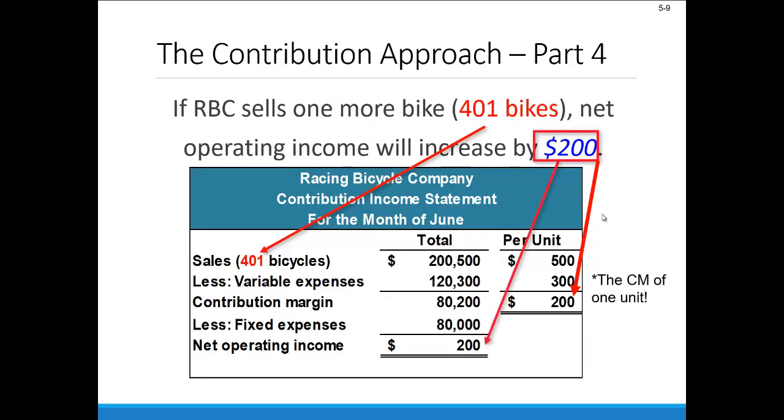Now, worth pointing out here that this extends in both directions beyond the break-even point as well. So if RBC sells one more bike, 401 instead of 400, their net income will be exactly $200. And it's not a coincidence that the contribution margin per bike is exactly $200. Every bike I sell in this scenario generates $200 toward the bottom line. So if I sell one bike above break-even, my net income will be exactly $200. If I sell two bikes above that, so 402 bikes total, my net income would go to 400. Three bikes, 600; four bikes, 800, and so on up through some kind of infinite amount.